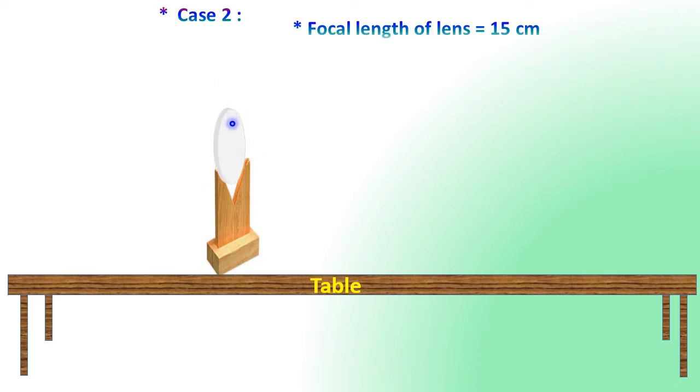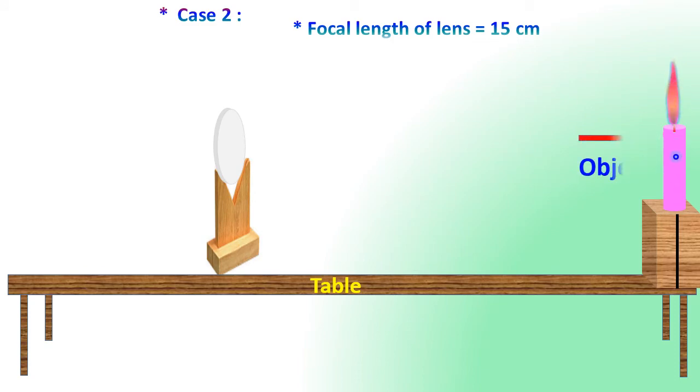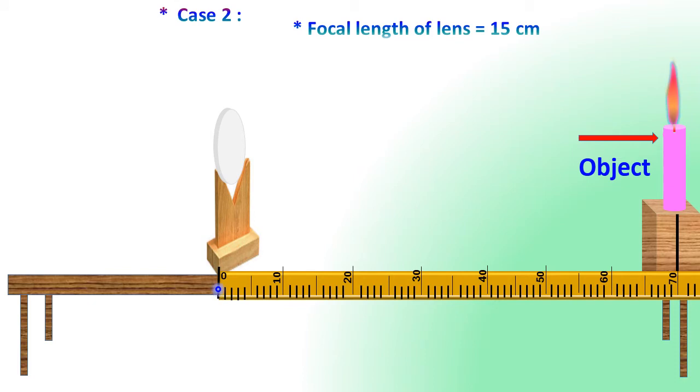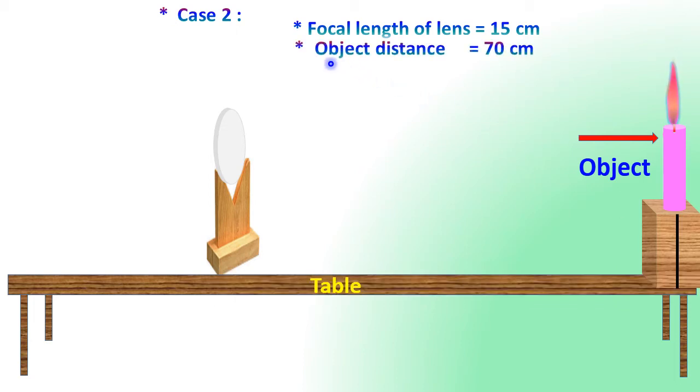This is the convex lens placed on the V stand. This is the wooden block on which I am going to place the candle. So this is the object, the candle is the object. Now let us measure its distance. What is the distance of the object from the lens? So here it is 70 centimeters. I will note down this distance here. Object distance equal to 70 centimeters.